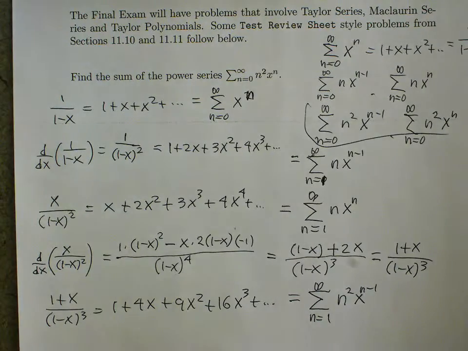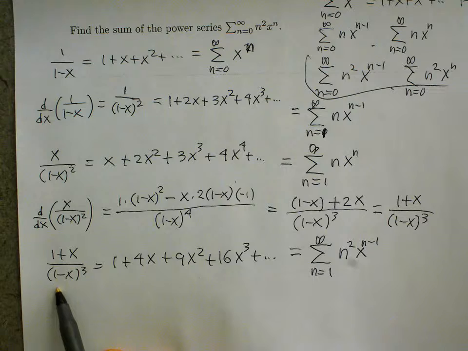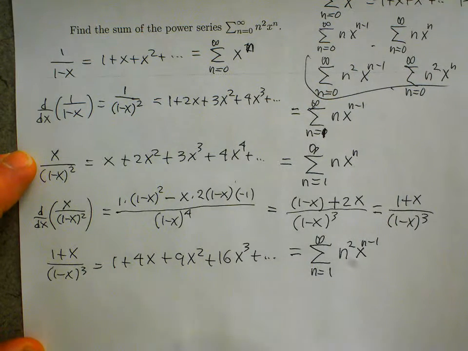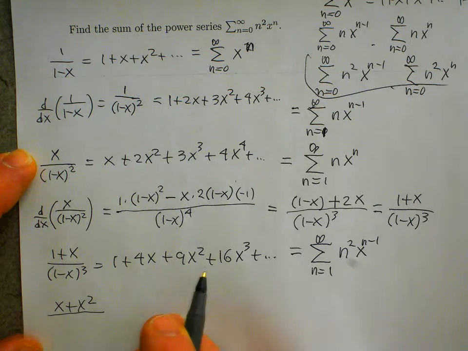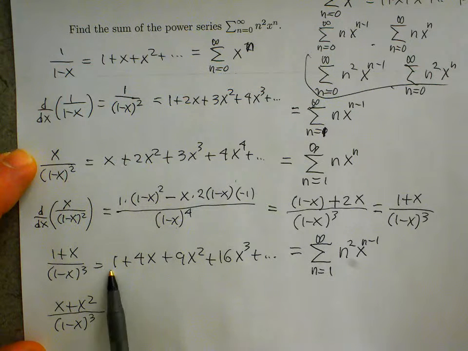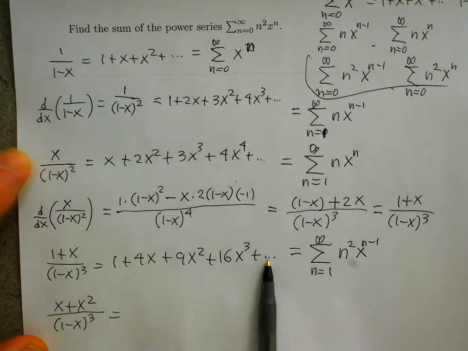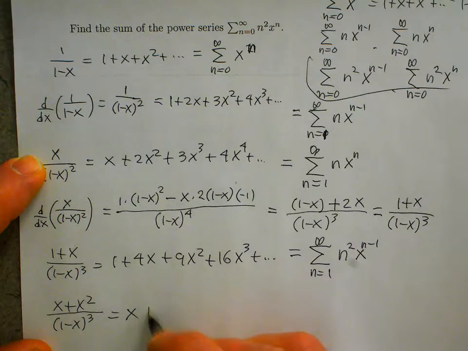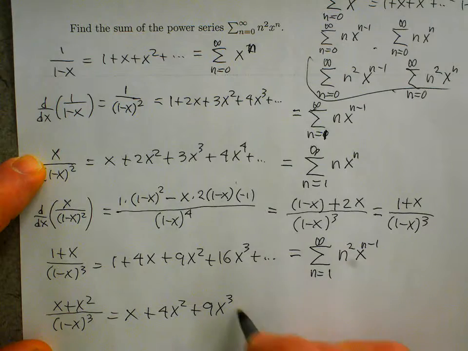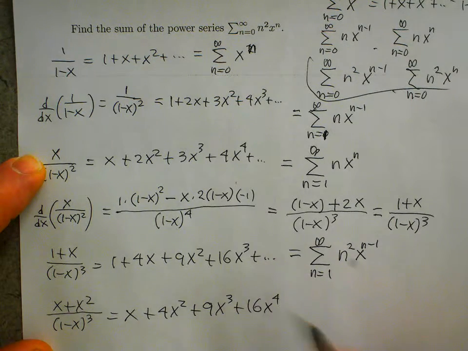Okay, then the next step is the last step. We just multiply this function by x. So when we multiply the left-hand side by x, the numerator is x plus x squared divided by 1 minus x to the third. Multiply all of these terms by x. We get x plus 4x squared plus 9x to the third plus 16x to the fourth, and so on.